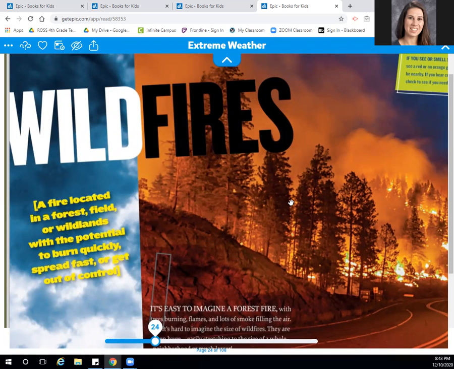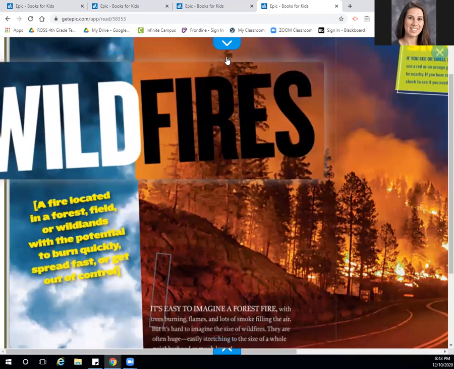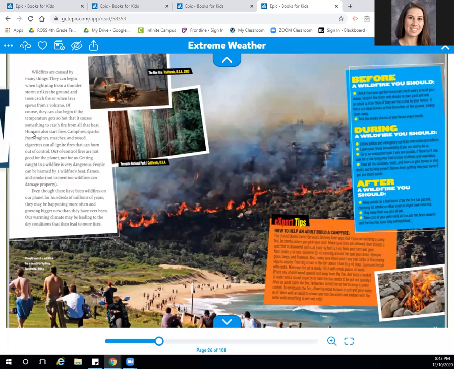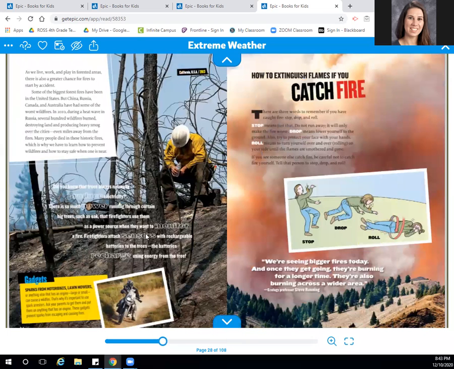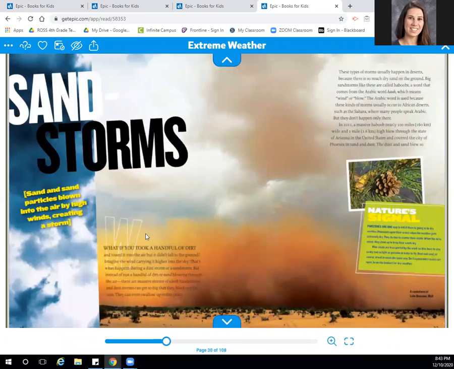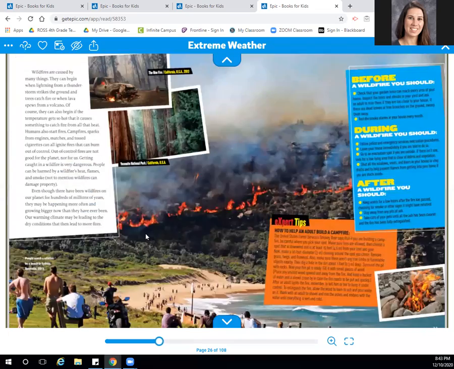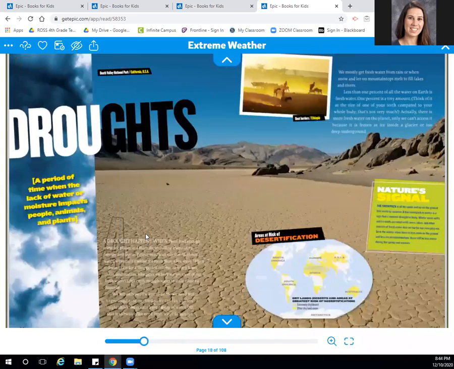It is talking about wildfires right here. And I want to make sure that I am reading to find out more about droughts in here. I will need to comb carefully through this area because the index states that it mentions droughts starting on page 24. So as I'm looking through here, I didn't see anything upon first glance. So I'm kind of confused.